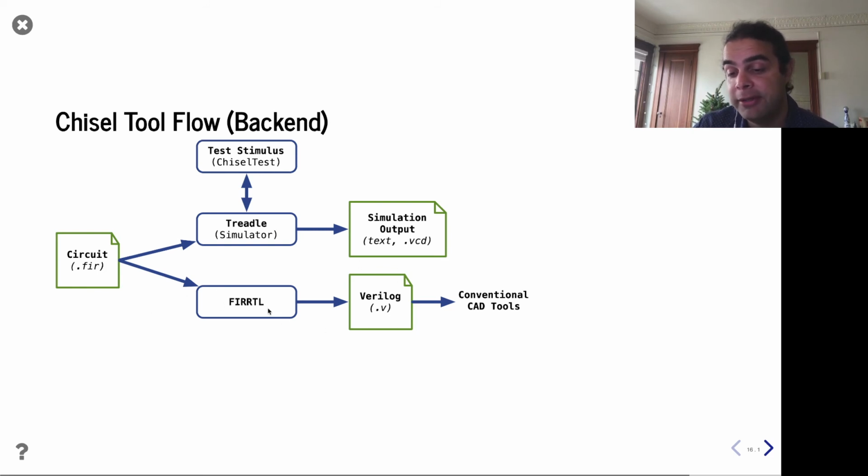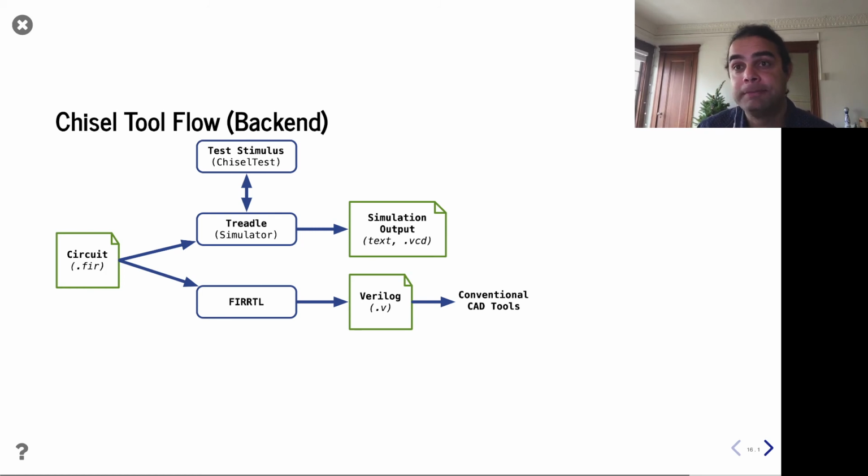So the FIRRTL library can turn into Verilog, and you kind of just saw the output of that FIRRTL library turning into Verilog. And then, of course, with that Verilog, you can pass it off to conventional CAD tools, and they can go ahead and synthesize a design for ASIC or FPGA, whatever you're doing it for. Or perhaps even simulating, right?